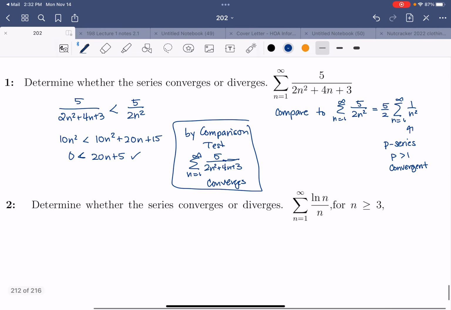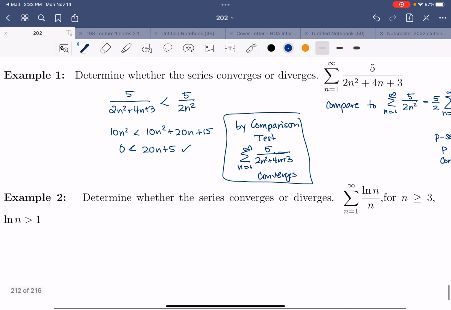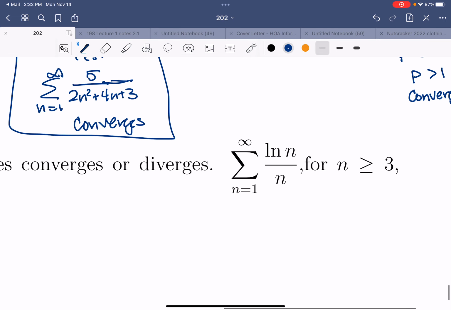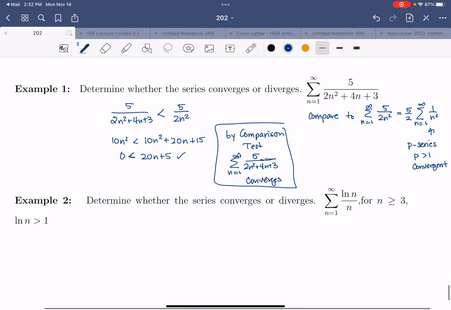In example 2, keep in mind here, they put some restrictions on this one. You're going n equals 1 to infinity, but you're only talking about n greater than or equal to 3, and when natural log of n is greater than 1. You know that natural log of n should be greater than 1 for all n values that are larger than 1. And so if we're letting n be greater than or equal to 3, you know that that's positive.